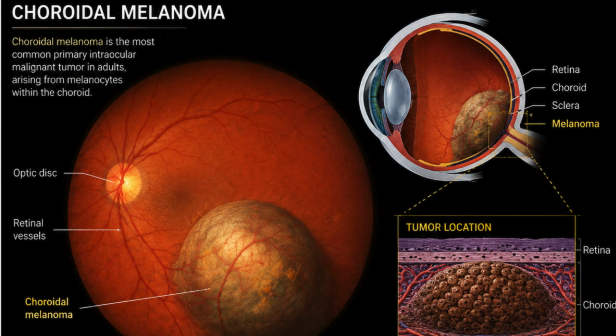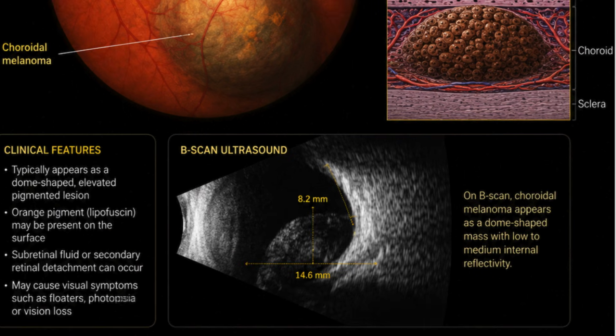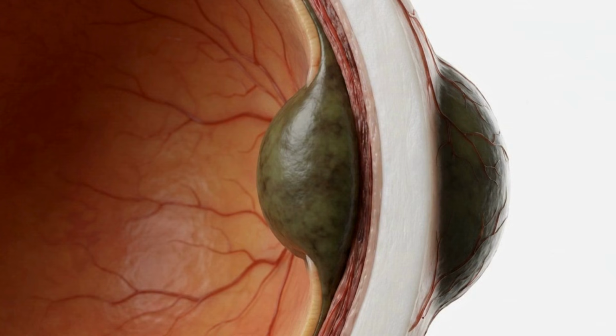Now examine this photograph of a confirmed malignant choroidal melanoma. The structural differences from the nevus are clear. We see an extreme dome-shaped elevation and prominent overlying retinal blood vessels actively feeding the mass. This geometry is dictated by the eye's anatomy. The rigid outer sclera restricts outward expansion, forcing the tumor to grow inward toward the center of the eye.